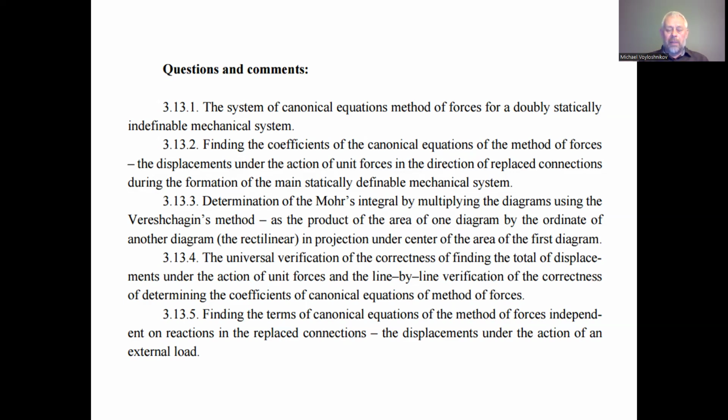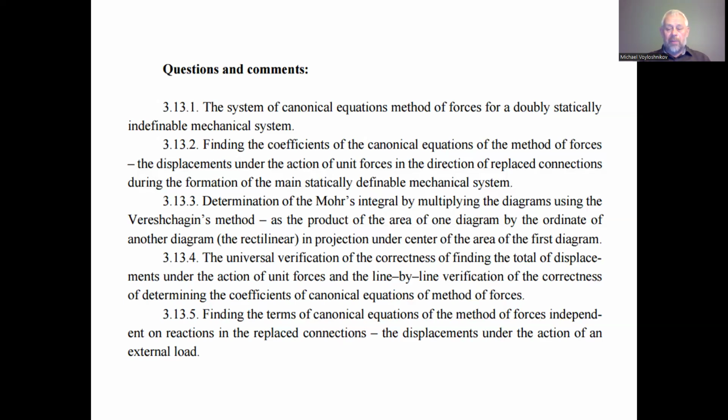And the free summands in the canonical equations mean the displacements in the directions of the cutoff links by the action of the external load assigned for the assigned system. 3.13.3, determination of the Mohr integral by multiplying the diagrams using the Vereshchagin method, as the product of the area of one diagram by the ordinate of another diagram, rectilinear in projection to the center of area of the first diagram.